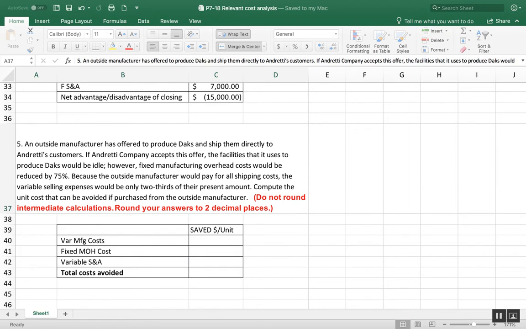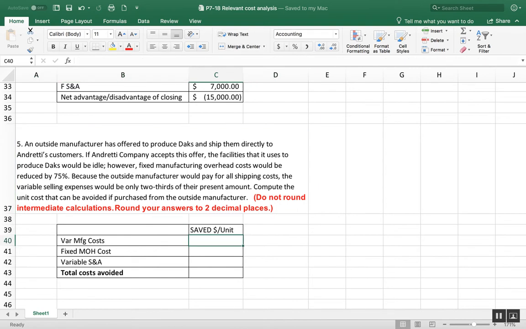And my fifth and I believe final question of this is an outside manufacturer has offered to produce them and ship them directly to the customer. So this is this make or buy decision, and we're going to see if this makes sense for Andretti. So if they accept the offer, the facility that it uses would be idle, but the fixed manufacturing overhead would be reduced by 75%, pretty good chunk, and the outside manufacturer would pay for all the shipping charges. So the only thing that Andretti would be responsible for would be the variable selling and administrative, but it would only be 2/3 of the present value.